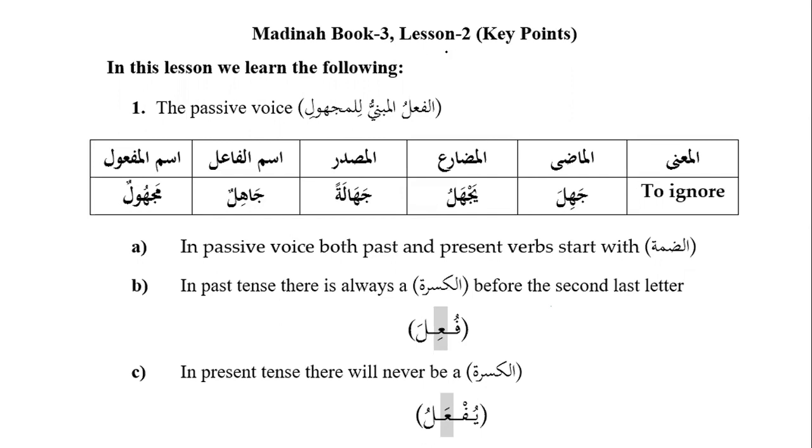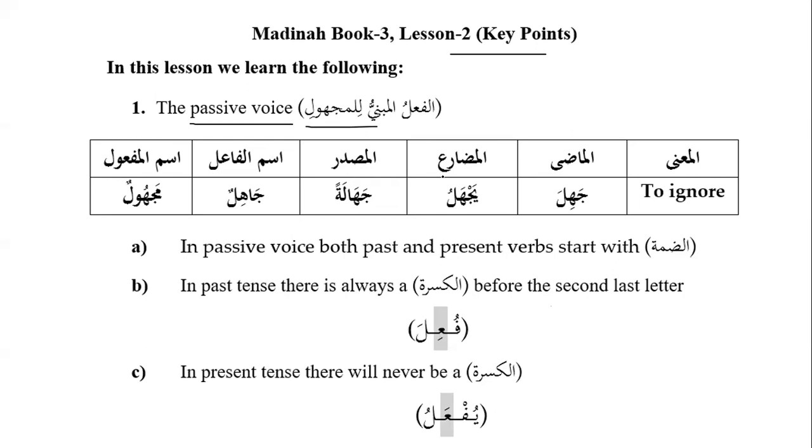So lesson number 3, the key points. We are not going to discuss all the key points, only to give you the idea about the passive voice. Everything that we have learned about the verbs up till now, starting from book 1, book 2, was all ma'loom. Ma'loom means something that is known. From tomorrow, in the next lesson, we will talk about something called passive voice: al-fi'l al-mabniyu lil-majhul. It's very, very important.